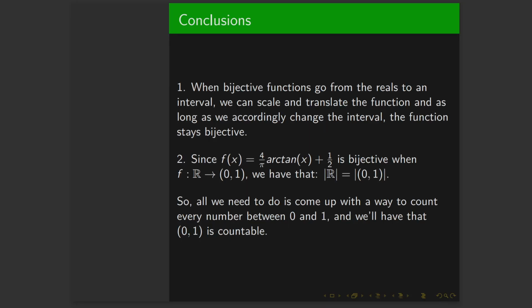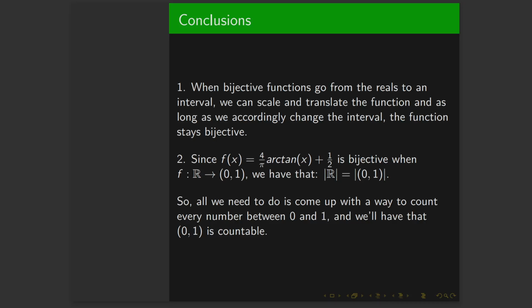Now we've just created a function that goes from R to (0, 1). That's bijective. That's really cool. We can scale and translate our functions, and as long as we change the interval, it'll still be a bijection. So we can actually map R to literally any interval we want, any open interval at least, with just the tools that we have, and still have a bijection. So R has the same cardinality as literally any interval you can think of. But all that really matters here is (0, 1), so we'll stick with (0, 1).